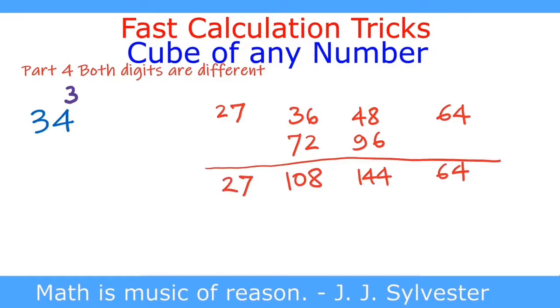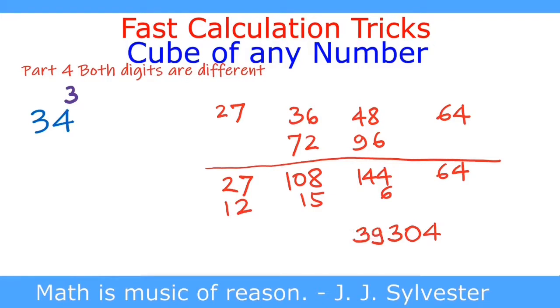Now we will take one digit from each number and carry forward the other one. We take 4 from 64 and carry 6. 144 plus 6 is 150. We write 0 and carry 15. 108 plus 15 is 123. We write 3 and we carry 12. 27 plus 12 is 39.